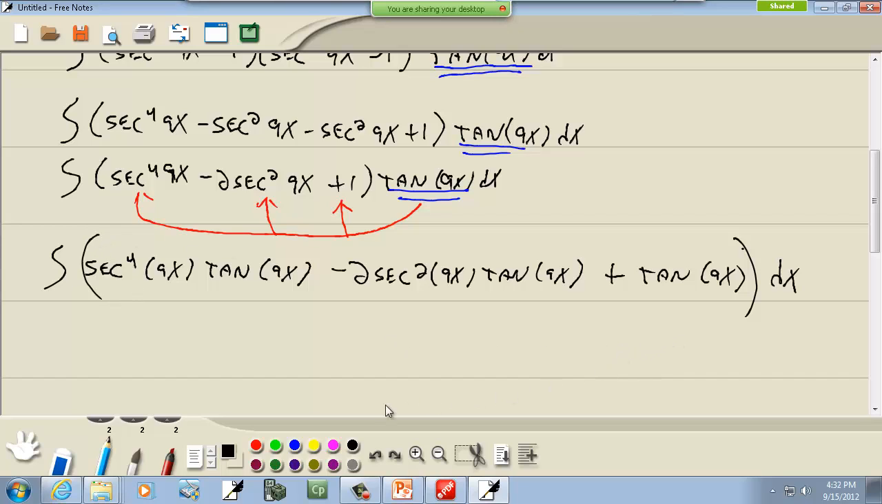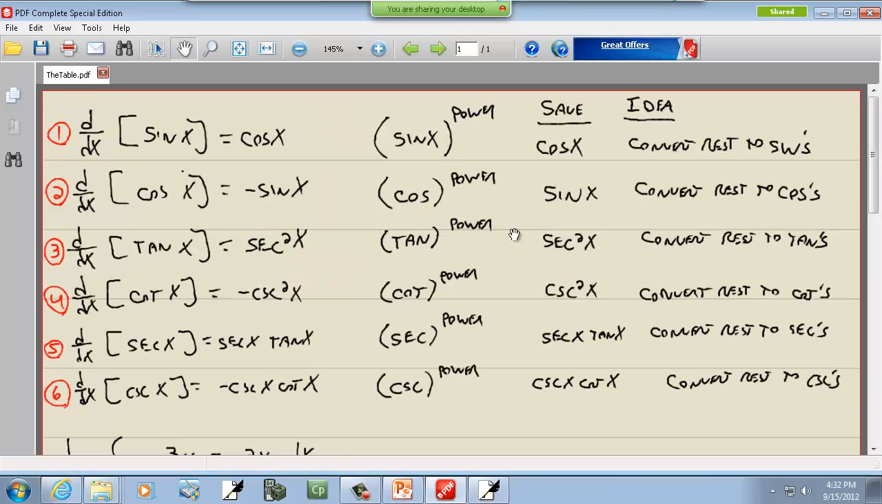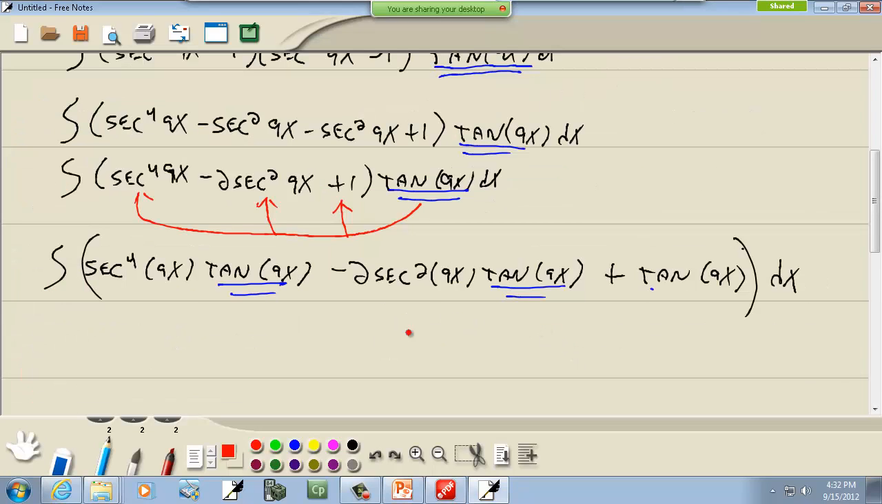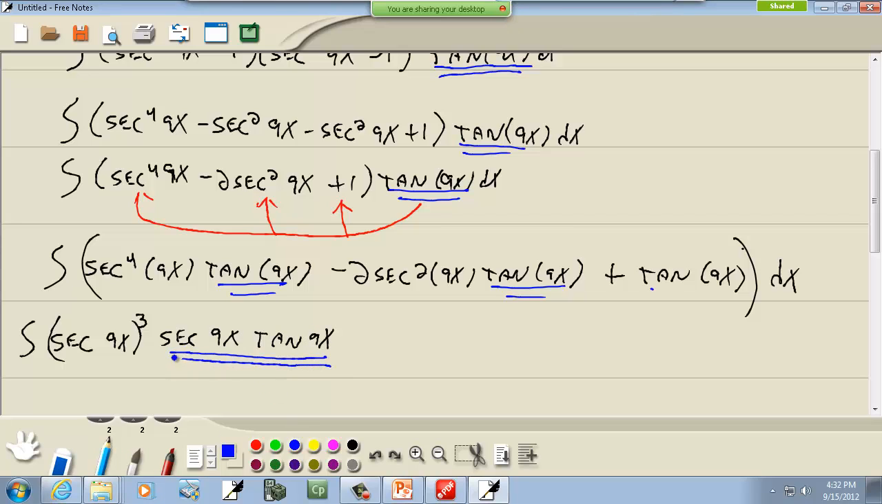Well, the blue is what we're saving. Well, that one we don't need to save because it's by itself. But what I need along with it is a secant. So let's split this off and put a secant with that. So this is going to be secant 9x to the third power. And I'll save a secant and a tangent. So now we got two parts we've saved off.